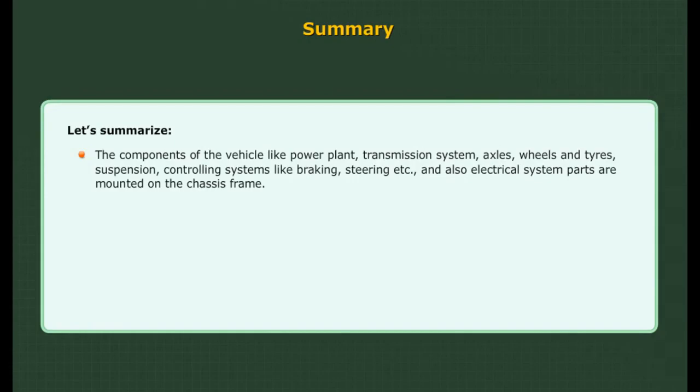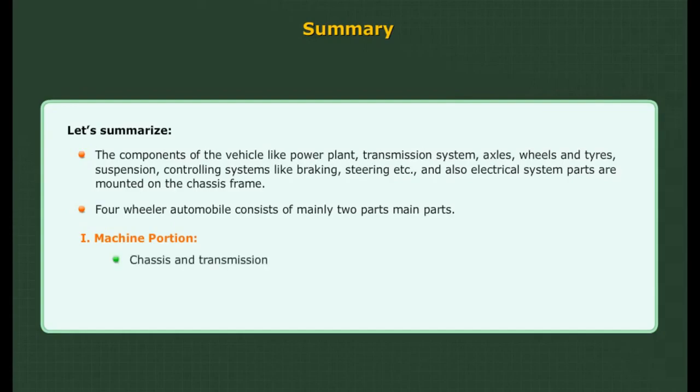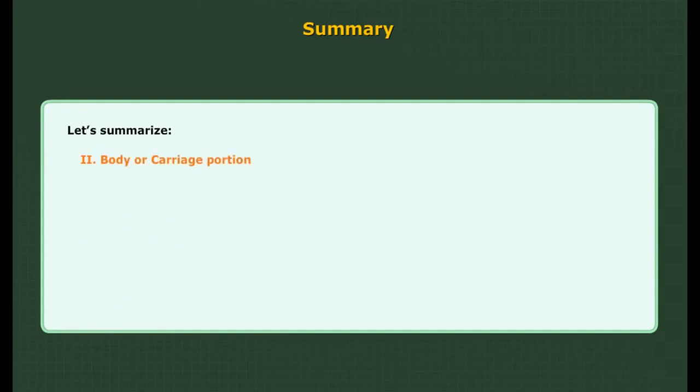Summary. Let's summarize. The components of the vehicle like power plant, transmission system, axles, wheels and tires, suspension, controlling systems like braking, steering, etc., and also electrical system parts are mounted on the chassis frame. Four-wheeler automobile consists mainly of two main parts. 1. Machine portion: chassis and transmission, engine, electrical equipment. 2. Body or carriage portion.